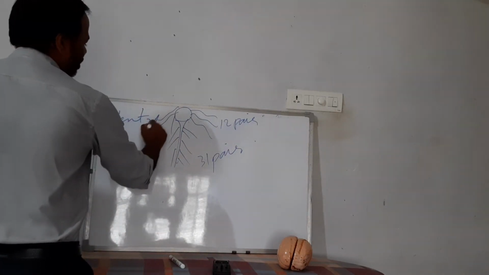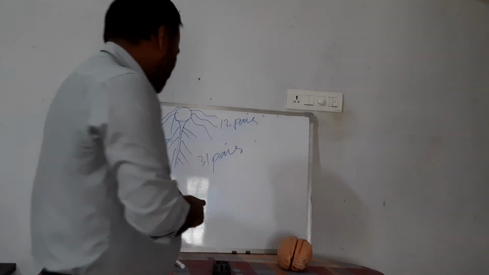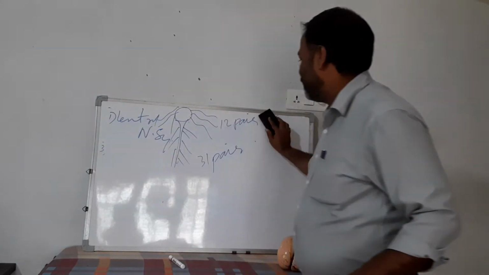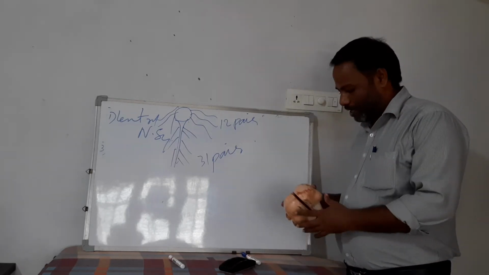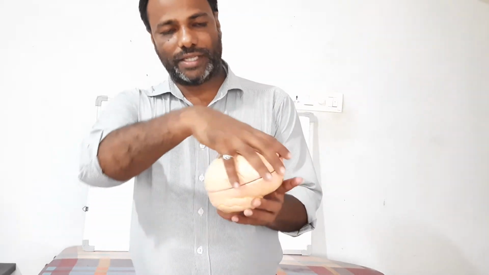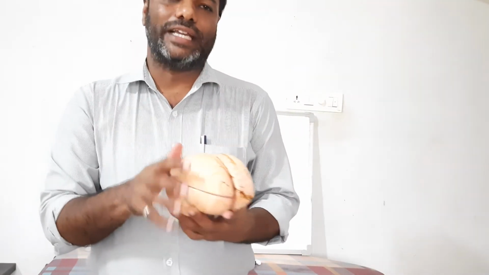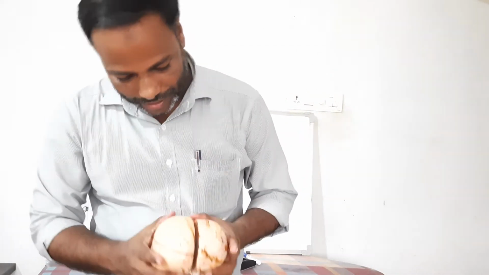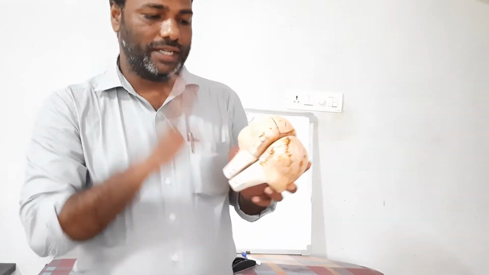Central nervous system. The central nervous system contains the brain. Instead of drawing, I will show the brain. This is the brain. Can you see? The brain is made up of gray matter outside and white matter inside.